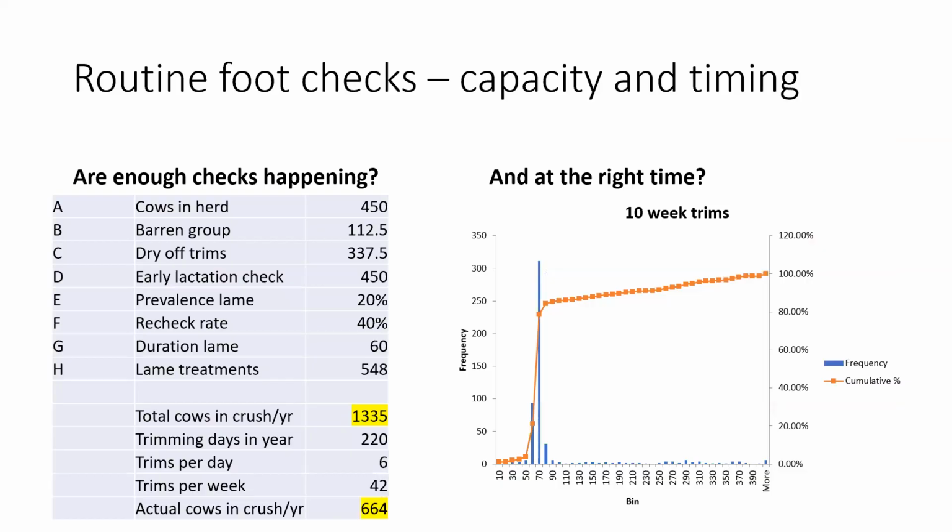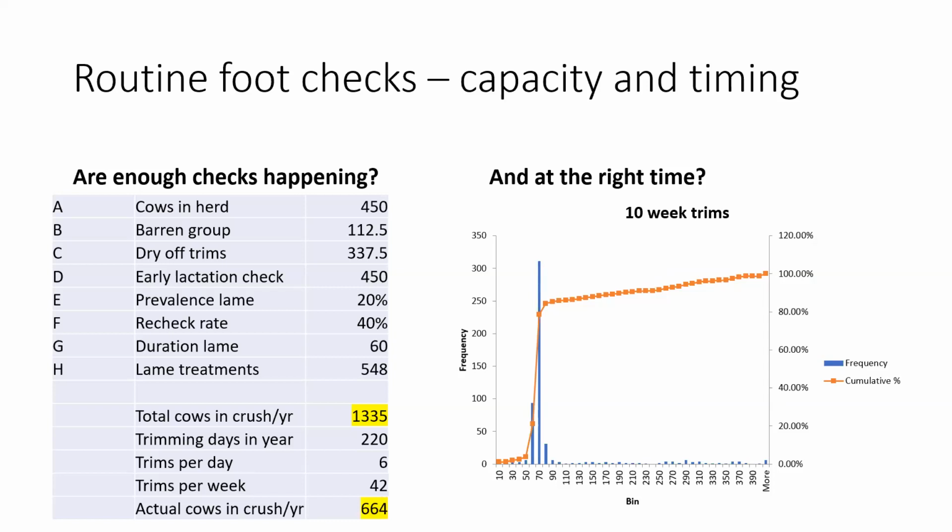So one of the things I like to do when analyzing routine check data is just to make sure: are we doing enough? And is there enough capacity in the form of trimmers and trim events to meet all the routine check expectations that we should be doing? So here I've got some data from a 450 cow herd.